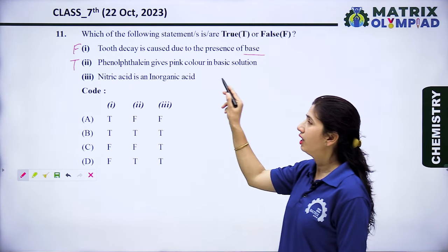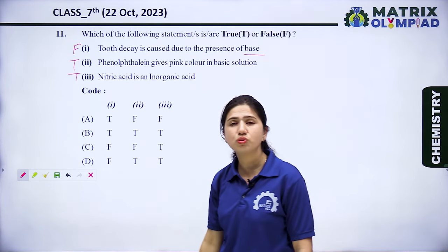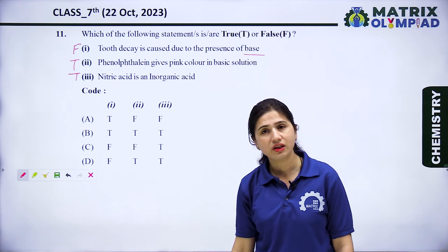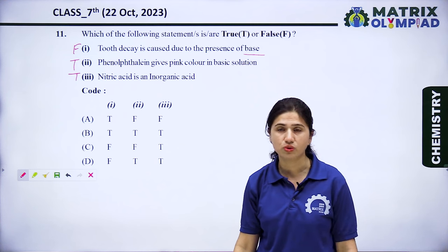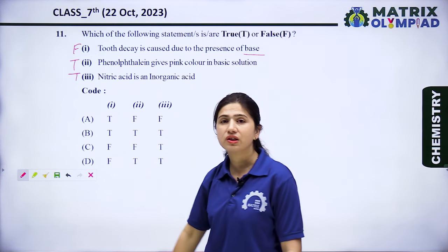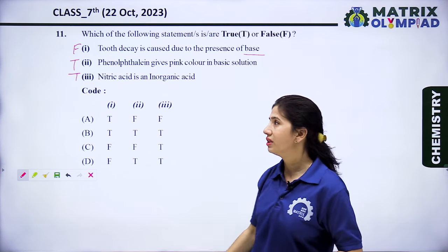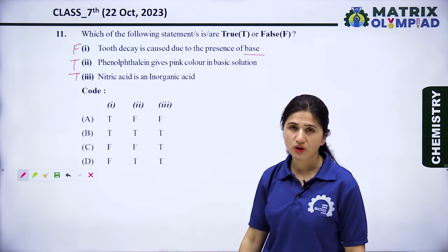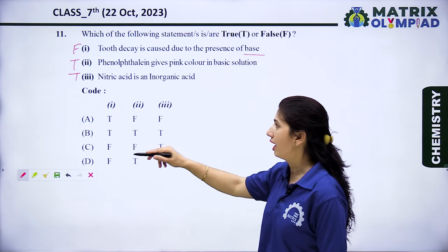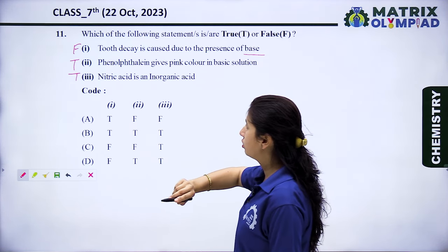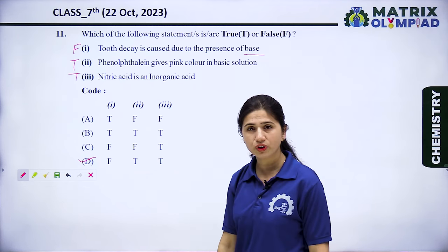Nitric acid is an inorganic acid. This is also a true statement. There are two types of acids, organic acids and inorganic acids. Organic acids are generally obtained from natural sources. And acids like sulfuric acid and nitric acid are generally synthetic, or we can say man-made acids. So those are inorganic acids. So the answers are false, true and true. So option D is the right option for this question.